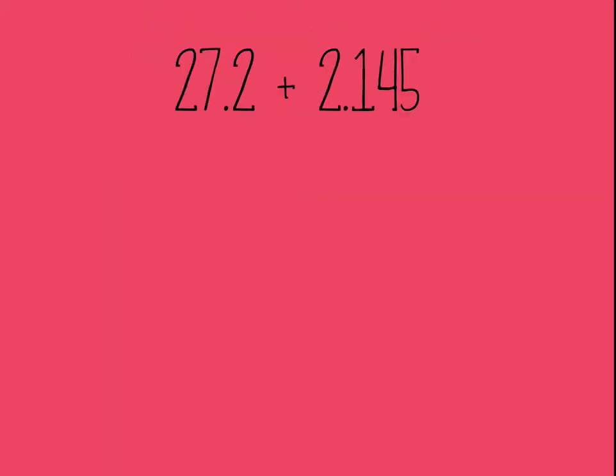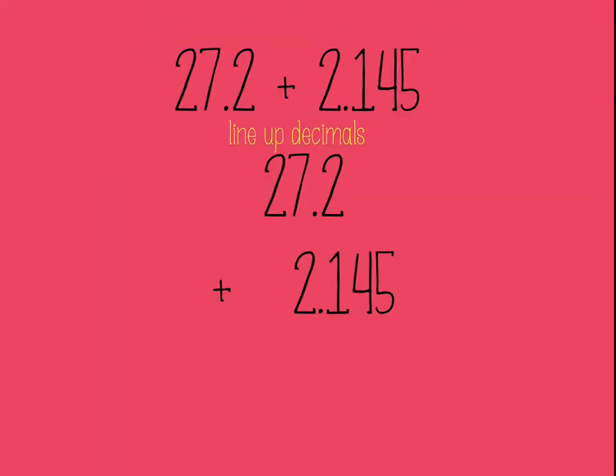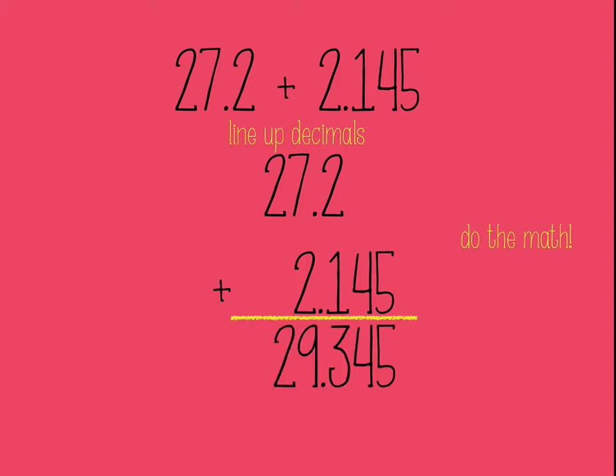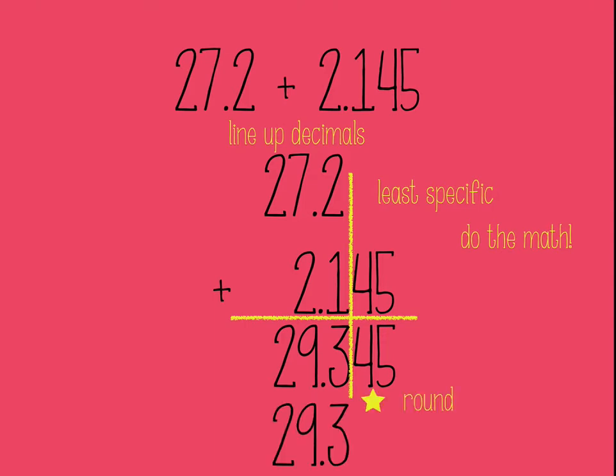Here's an example. 27.2 plus 2.145. Line up the decimals, do the math first. Then find the least specific digit. In this case, it's at the point 2. Round to that position. The answer is 29.3.